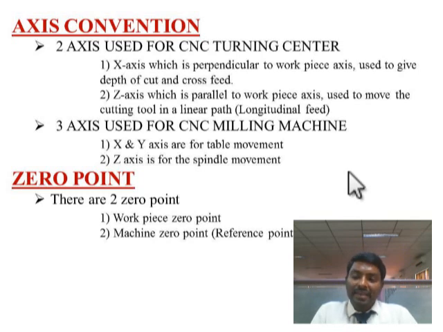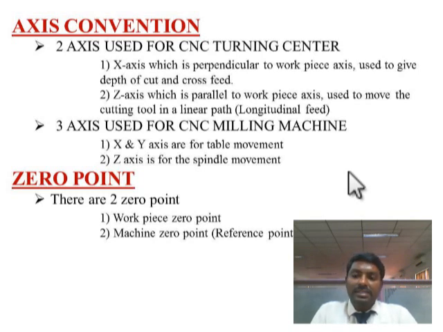To machine a particular workpiece, the cutting tool should be moved to various positions. The position of the cutting tool should be measured with respect to some 0 point. That is called a workpiece 0 point. It is usually fixed by the programmer wherever he wants. Based on that, the various positions of the cutting tool are mentioned in a CNC program.